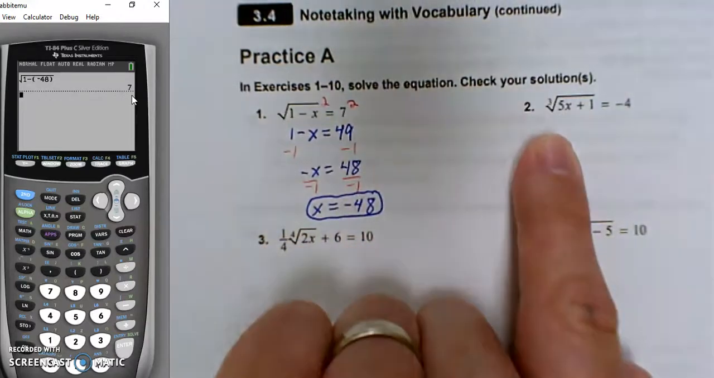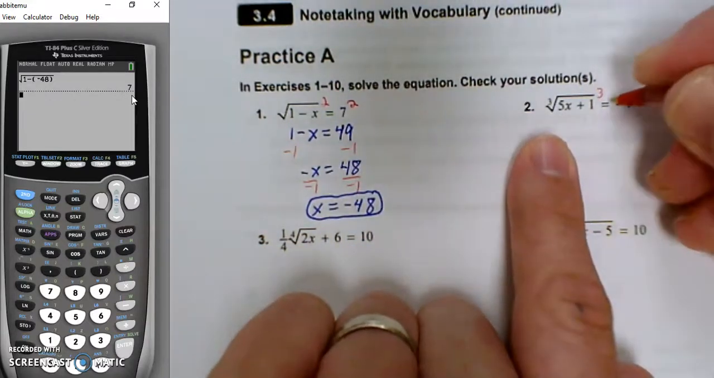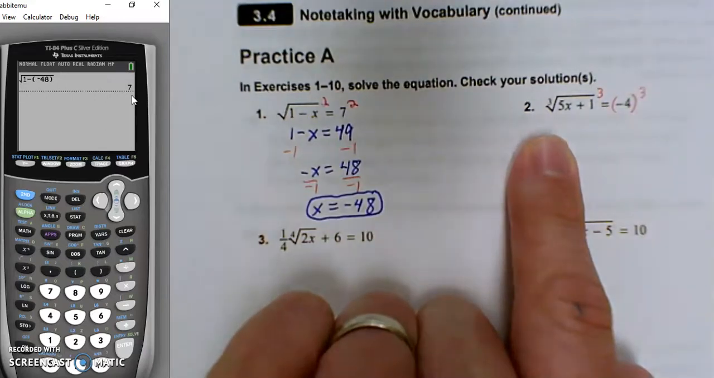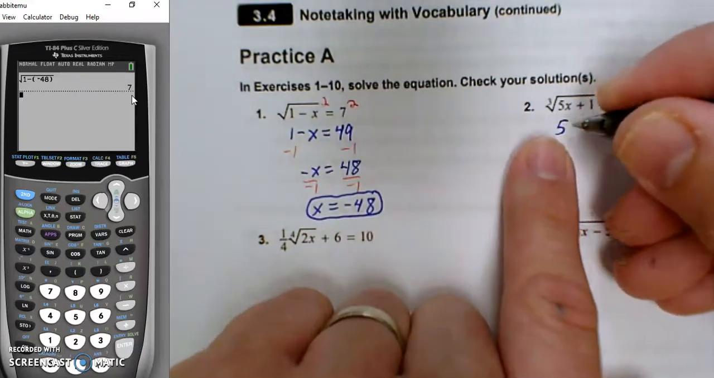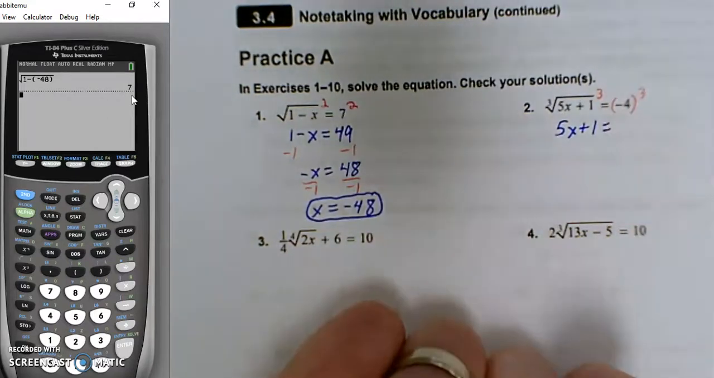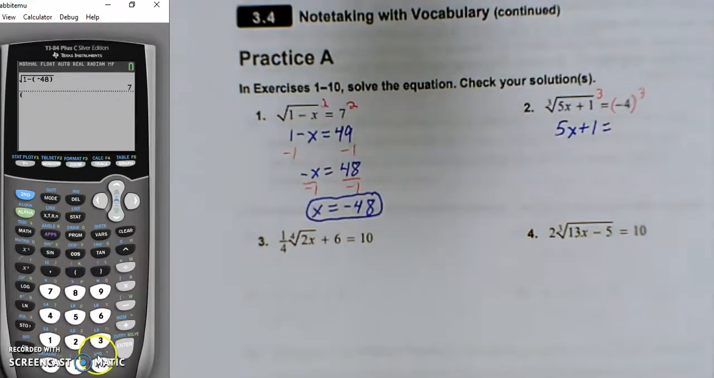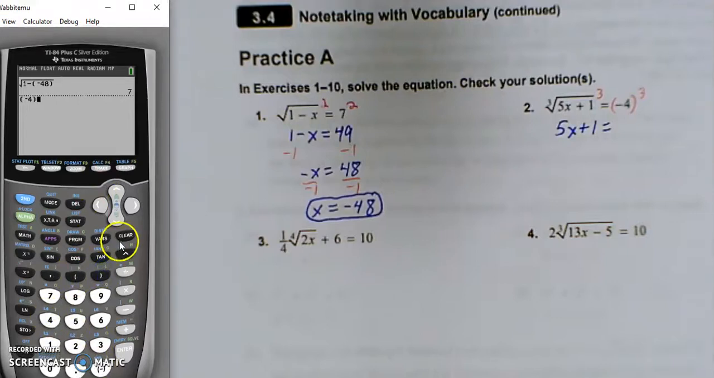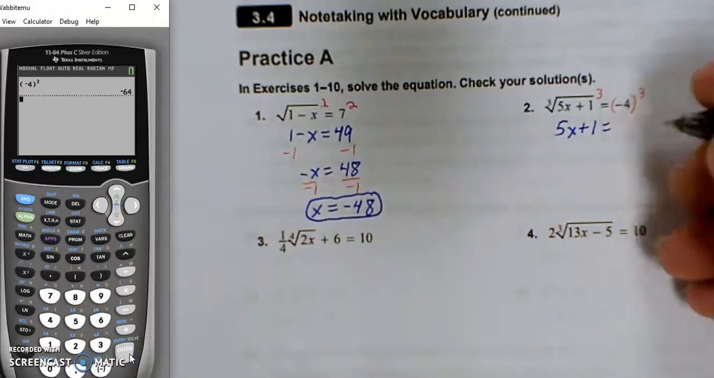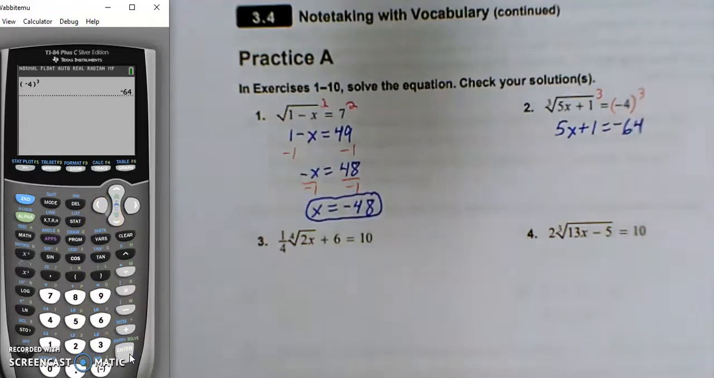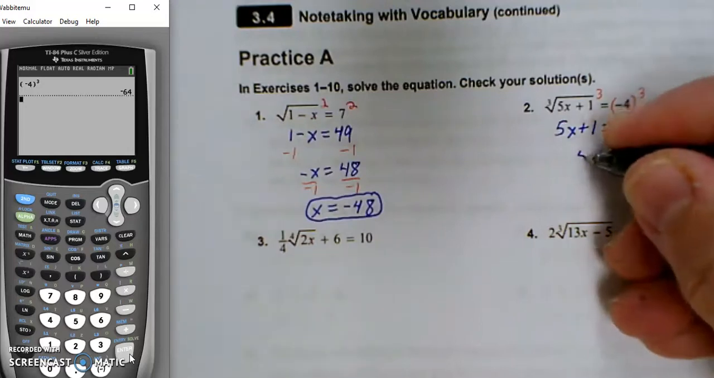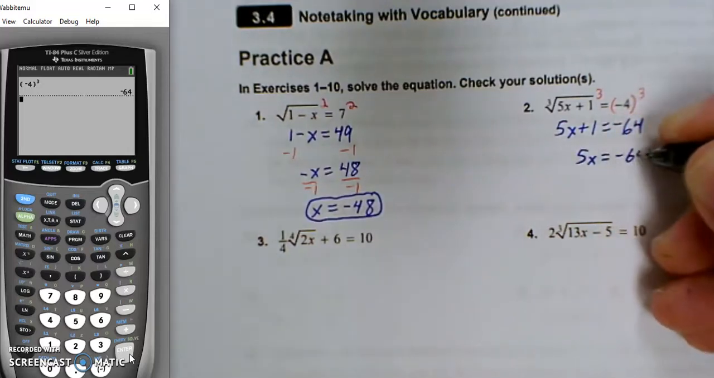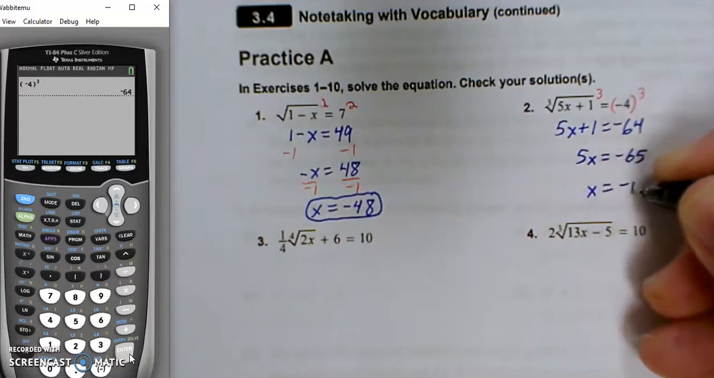Alright, on number 2, since it's the cube root, what I'm going to do at the beginning is cube both sides to cancel out the cube root. So that will be 5x plus 1 now equals negative 4 to the third power. That's definitely something you can use your calculator for. Negative 4 times negative 4 times negative 4. I made a mistake there, I forgot to type in the third power. That'll be negative 64. Now I'm just going to subtract 1 from both sides. So 5x will equal negative 65, and divide by 5. x will equal negative 13.